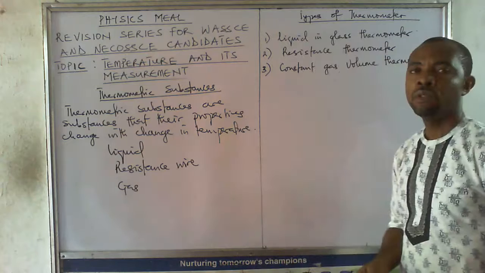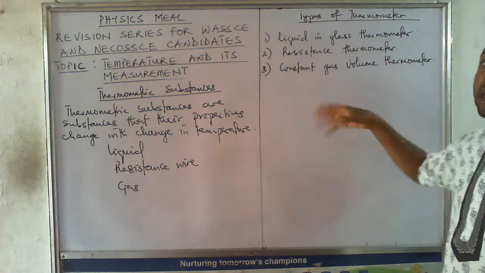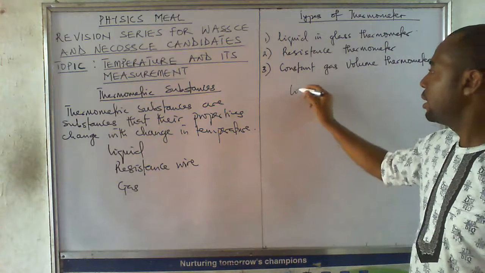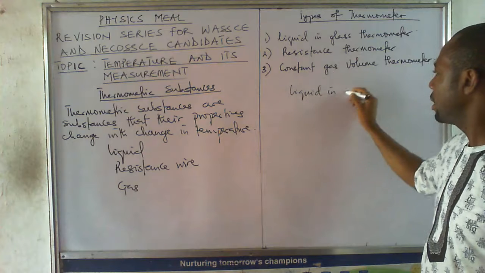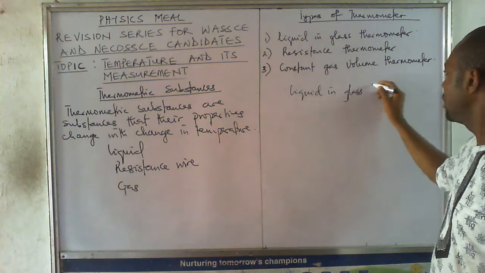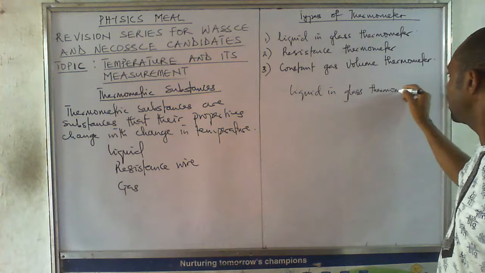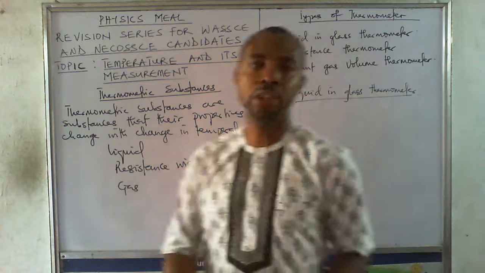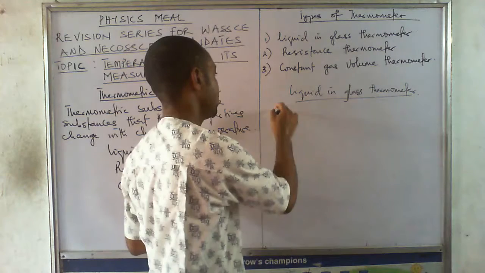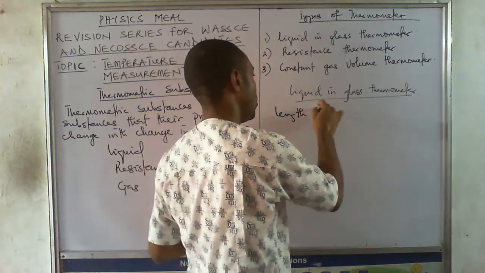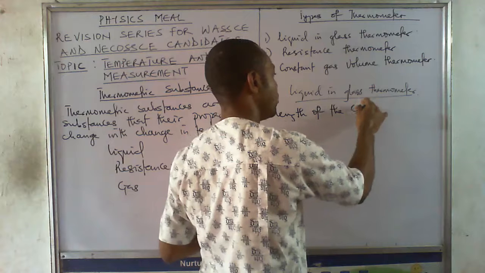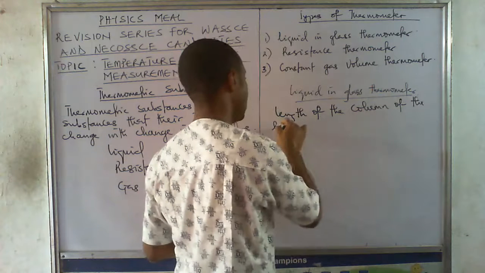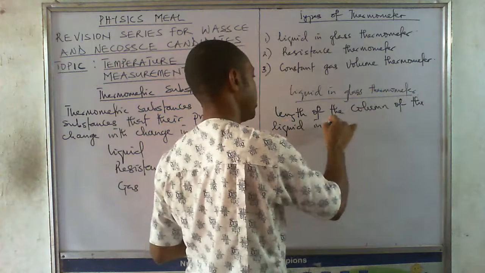So in each type of thermometer, we have a property that will change. For liquid in glass thermometer, what property do we actually change? We say the length of the column of the liquid in the thermometer.